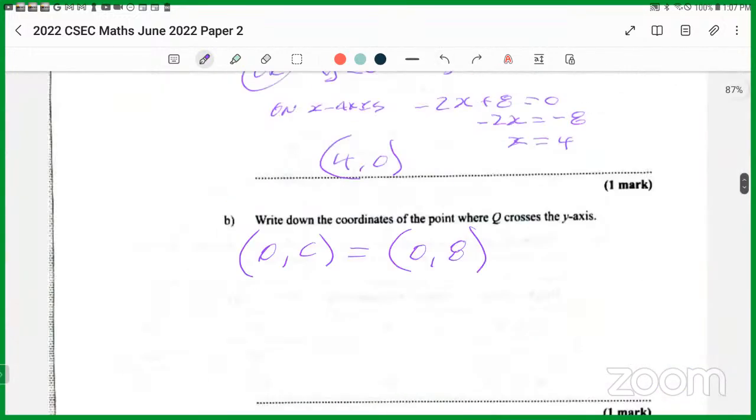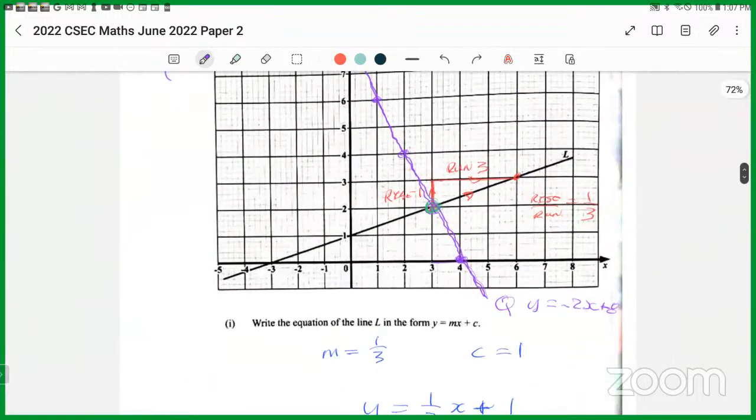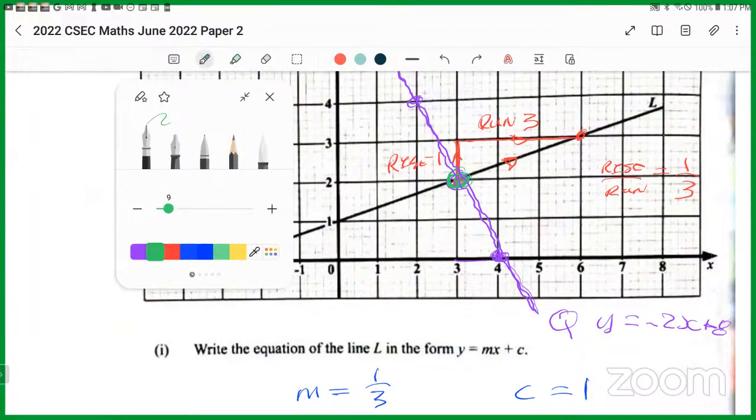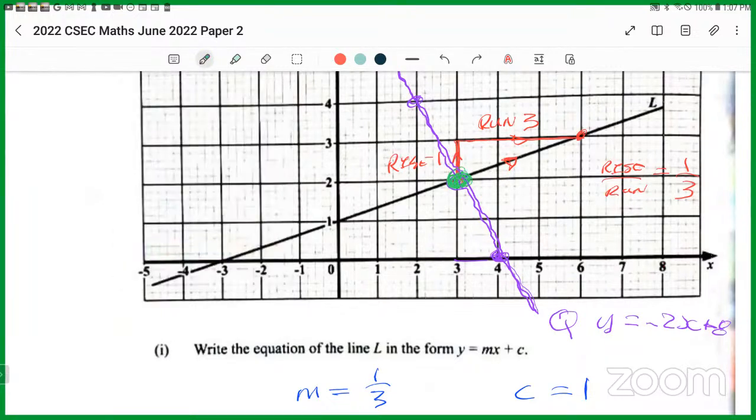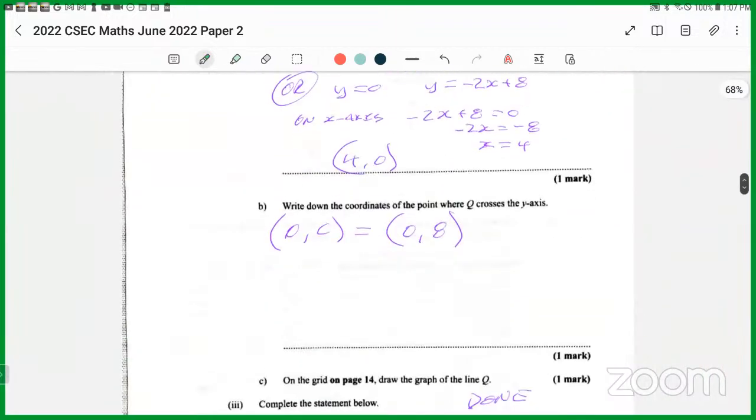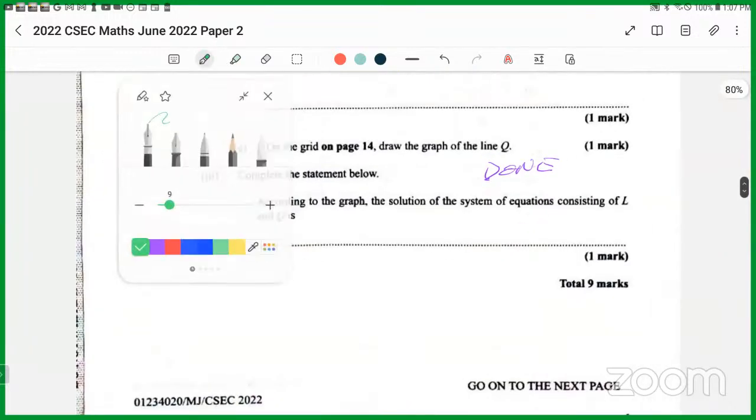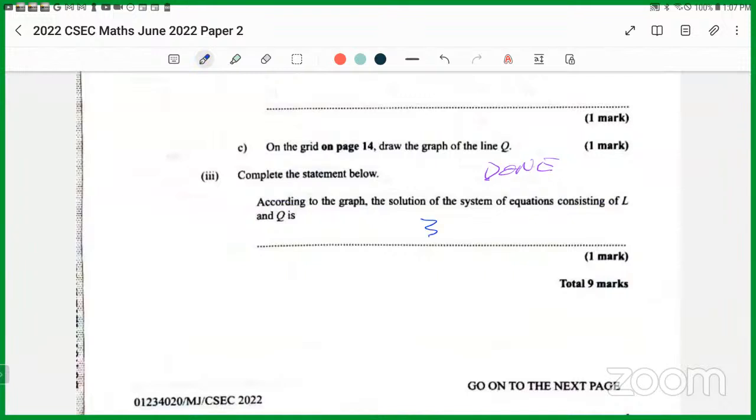Sorry about that, I've gone too far. 3, 2. This point, in green. The question is asking us for this point where the two lines intersect: 3, 2. It's on the graph. Let's write it down here. 3, 2. Point of intersection of L and Q. That point.